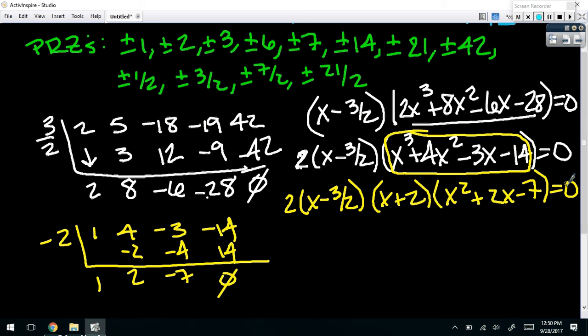Okay, so Grant graphed it for us, and he said it crossed the x-axis at -2. So that's why I used -2, because I didn't want to just start trying random PRZs. I kind of wanted to know. So this is the same, right? That was x cubed plus 4x squared minus 3x minus 14. All that breaks down into these two: what I divided by and what I got when I divided.